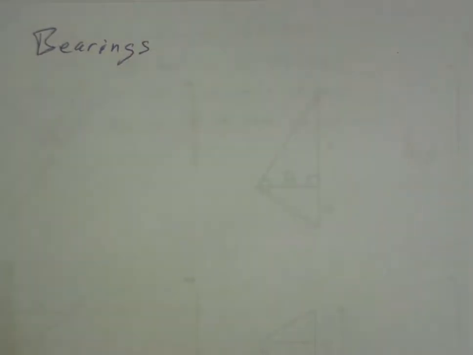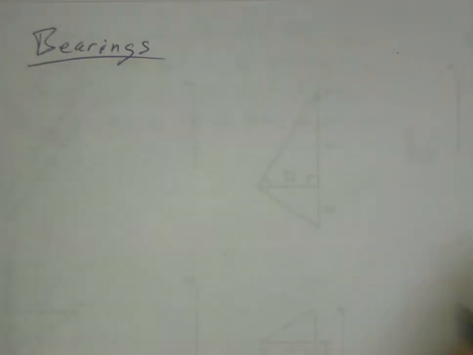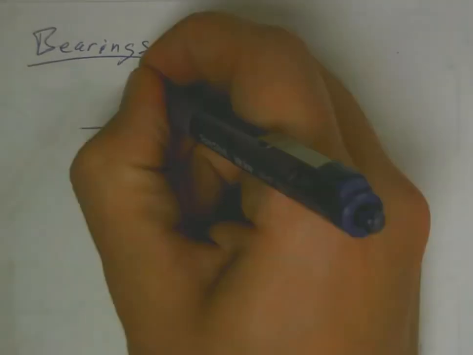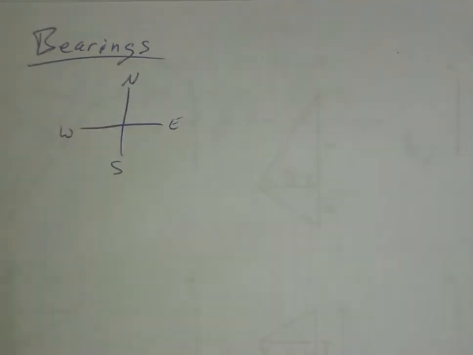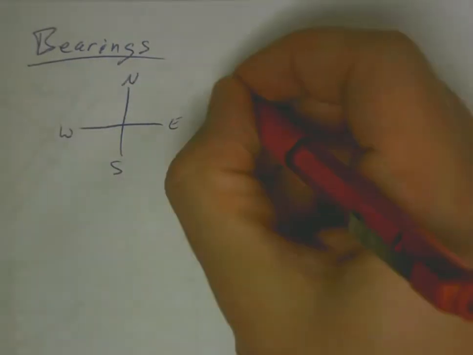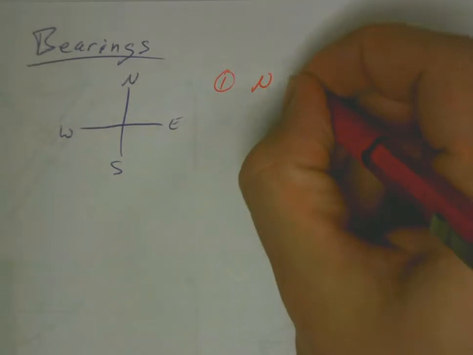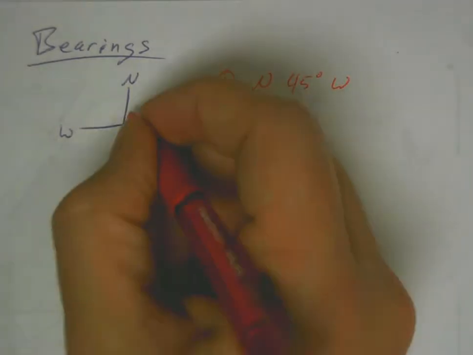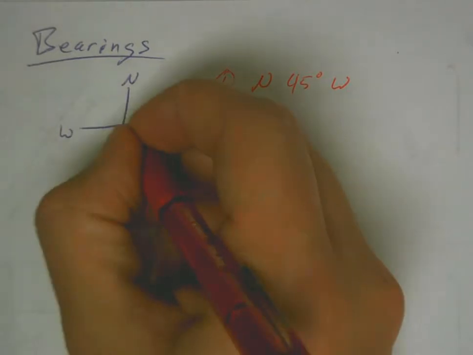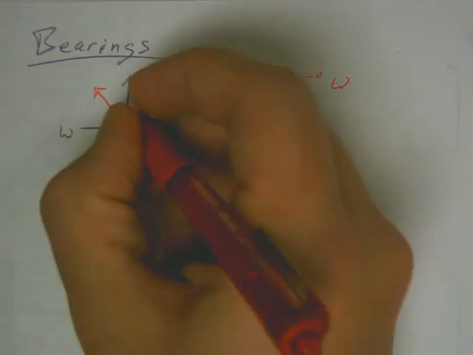Bearings. I do believe that's how you spell it. That's a G right there. B-E-A-R-I-N-G-S, bearings. It is just talking about the direction that you are traveling in based on the compass rose. So say you are going north 45 degrees to the west. Then you are going from the north, and then you are going 45 degrees to the west, such that your 45 degrees is right here.